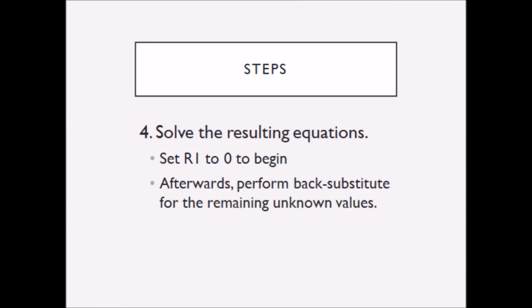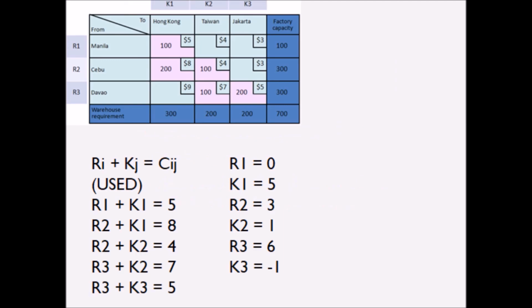So, set R1 to 0 to begin. Afterwards, perform back substitution for the remaining unknown values. So here is how it goes. We said a while ago that R1 is equal to 0. So using the first equation, since R1 is 0, K sub 1 now is equal to 5. And with K sub 1 equal to 5, we have R sub 2 equal to 3, and so on and so forth until all the values have been computed.